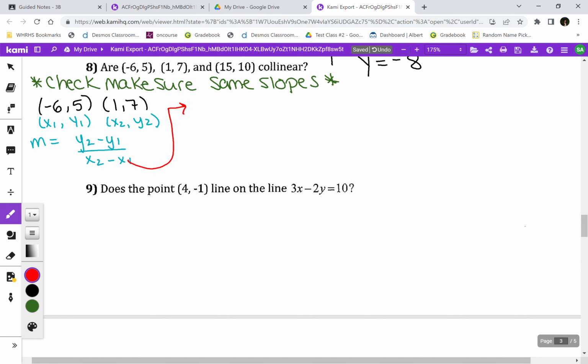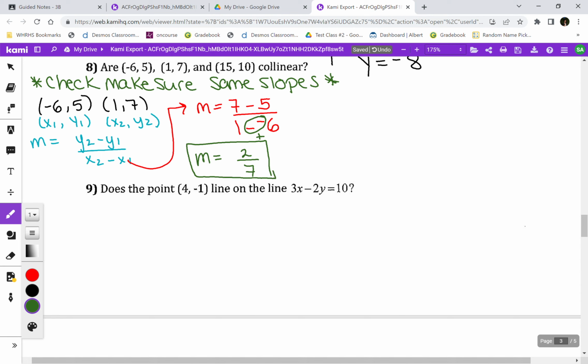Let's bring it up here, and now let's substitute in. So we're going to have our slope is equal to 7 minus 5 over 1 minus negative 6. You got it. That double negative on the bottom makes a positive. So 7 minus 5 is 2. What's 1 plus 6? 7. Thanks, Chase. So now we're at 2 sevenths.